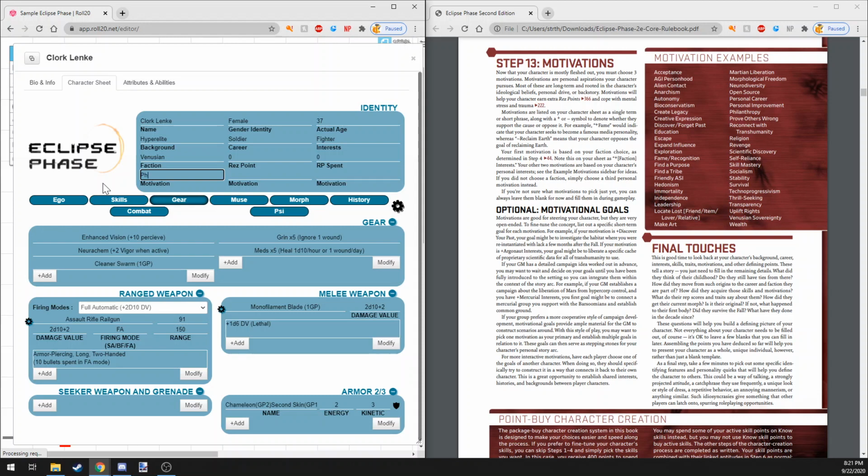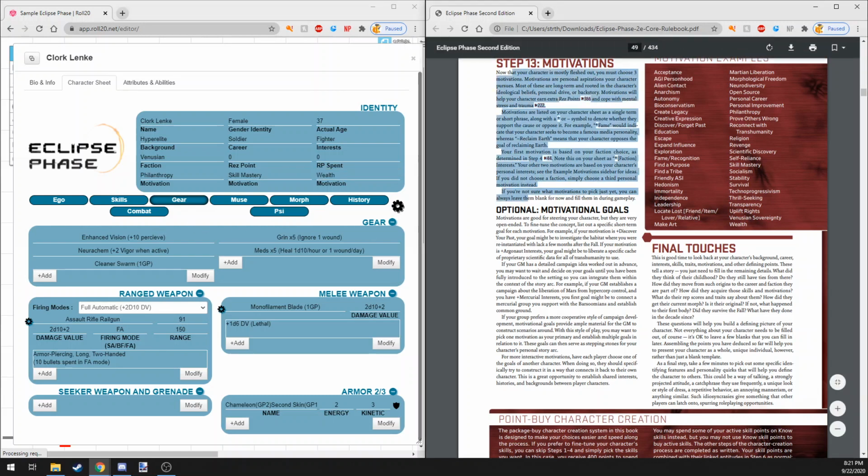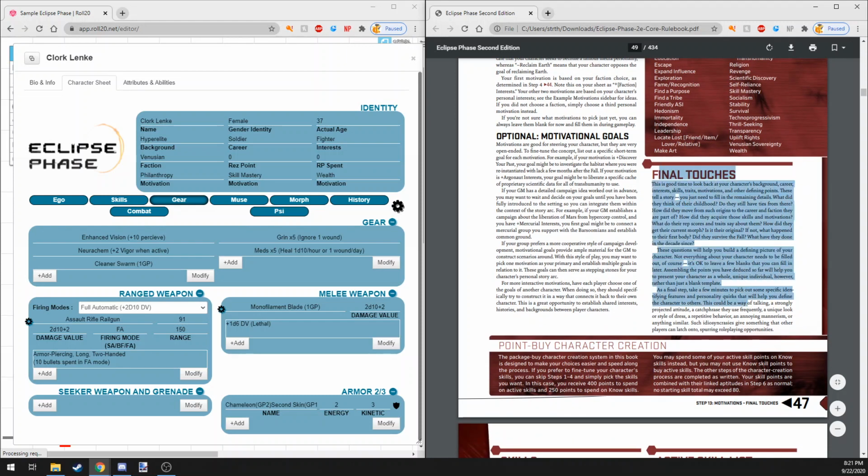So I'm going to say philanthropy, because I'm Venusian, friendly hyper-capitalism. Then I'm going to say skill mastery, because I want to be really good at sneaking, killing things, and I want to perfect that. And then let's say wealth, because my character likes money. And so that sets up motivations, and at that point, it's just final touches.